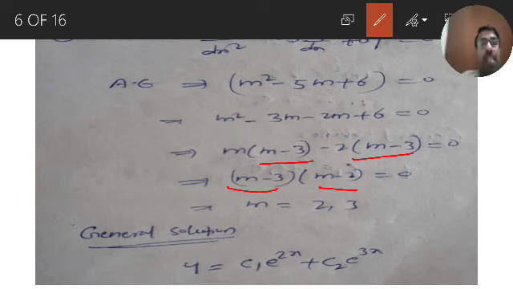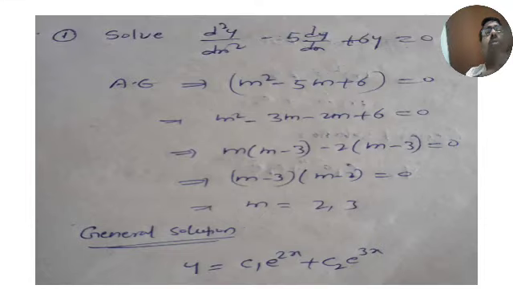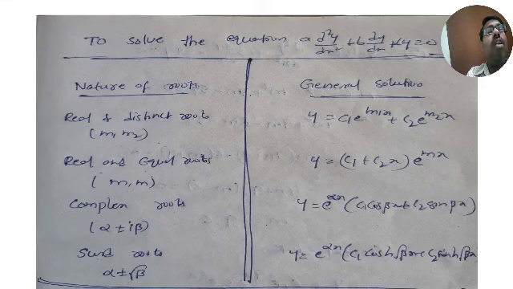Now, what are the values of m? We got m is equal to 2 comma 3. The roots are real and they are not equal. They are different, they are distinct. So the roots are real and distinct. In case of real and distinct roots, what is the solution? When the roots are real and distinct, the solution is y is equal to c1 into e power of m1x plus c2 into e power of m2x.